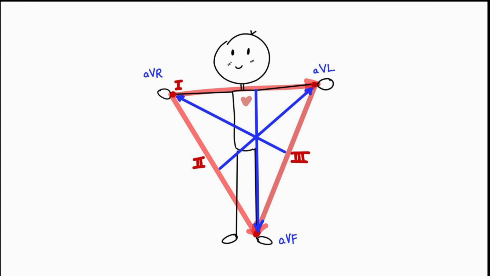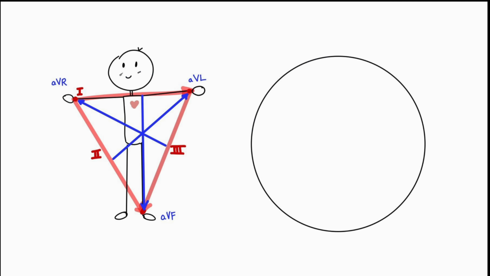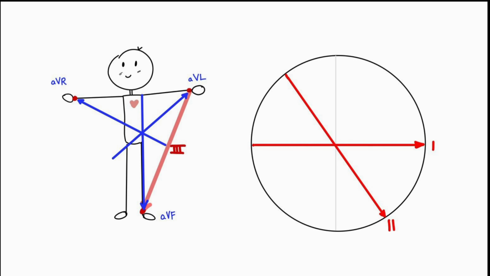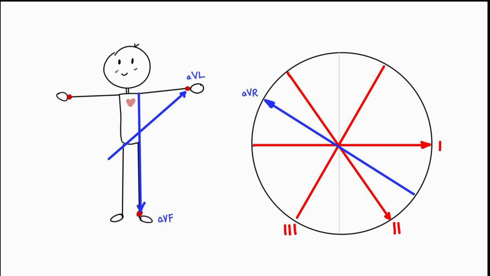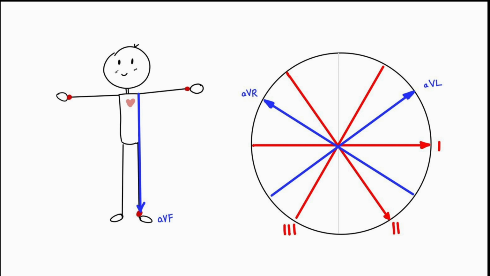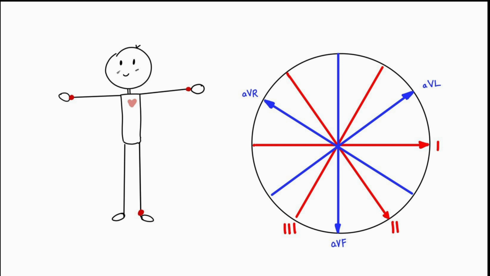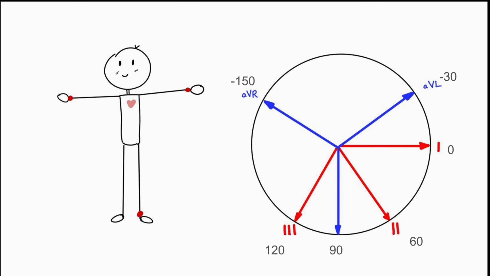We don't like to think about it like that, though, because we like to put it all on one neat circle. So let's move that over. 1, we can put nice and flat. 2, in that 60-degree position. 3, in 120 degrees. AVR up at minus 150. AVL symmetrical up there at minus 30. And AVF down at positive 90 degrees. Get rid of those lagging tails, and here we have the familiar cardiac axis diagram.